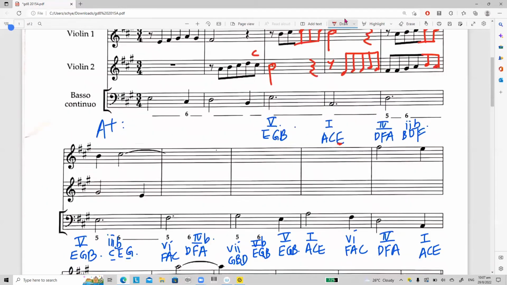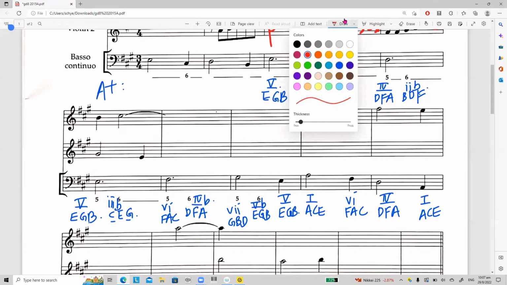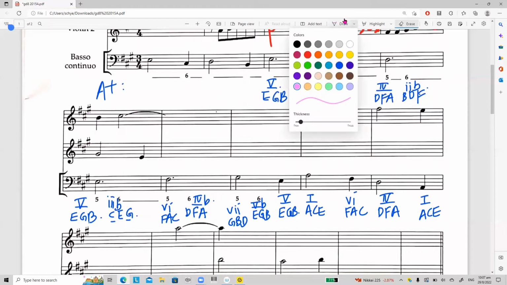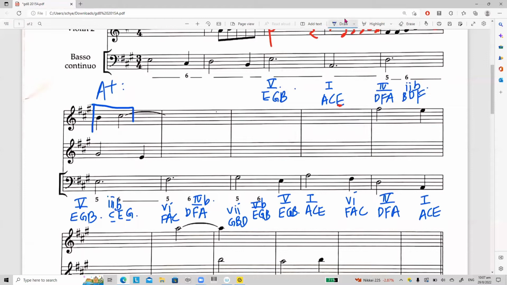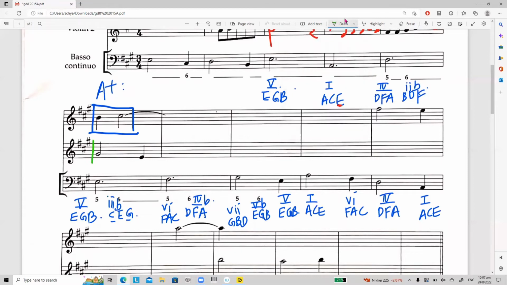Okay, next line. Starting from the next line, they give you another new pattern. Do you notice this one is crotchet followed by minim, then the next one is minim followed by crotchet. So I would like to use blue and green to highlight these two patterns. The crotchet followed by minim, I use the blue color. For the pattern of minim followed by crotchet, I use the green color.